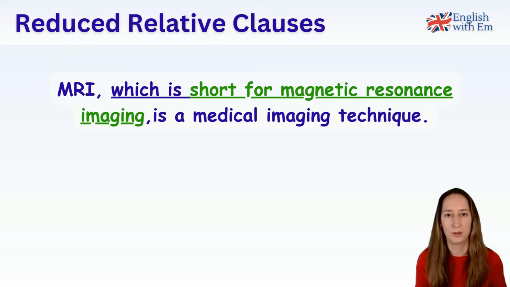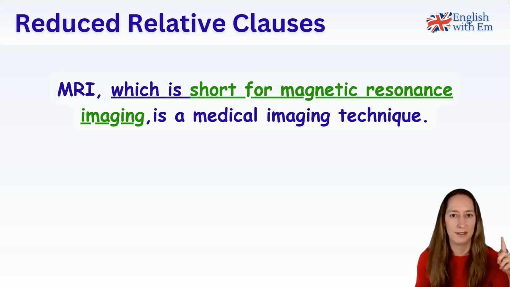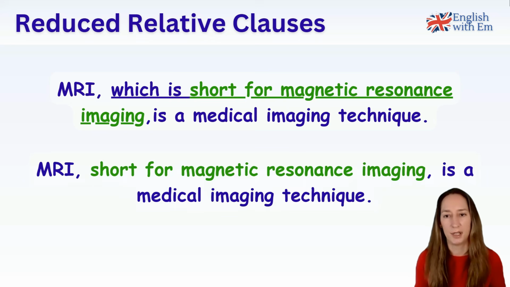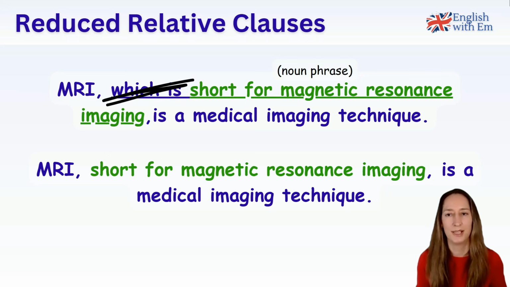MRI, which is short for magnetic resonance imaging, is a medical imaging technique. Pause the video, think about your answer. MRI, short for magnetic resonance imaging, is a medical imaging technique. Here we have a noun phrase, and we delete the relative pronoun and the verb to be.